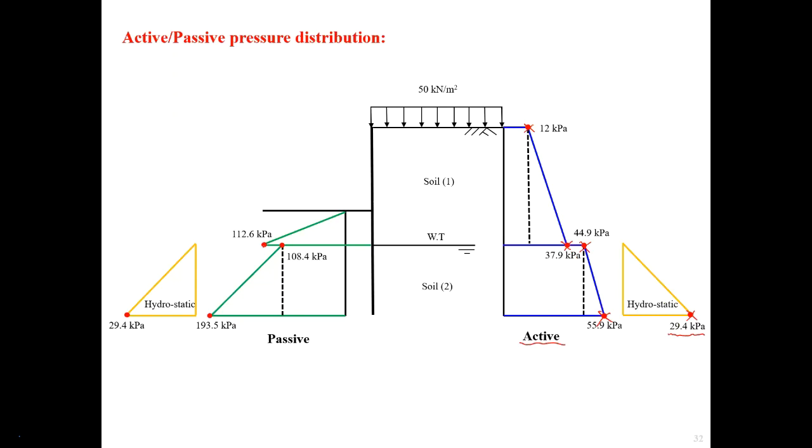And then similarly for the passive case. So that's the first point, second point. That's the first one. Second, third, and fourth point as well. And then we have the hydrostatic pressure as well. So that will be the active and passive pressure distribution. So if you are required to calculate the thrust or force, then you just do the calculation for the area. You see, you just calculate the rectangle area here, and then triangle area here, and then another rectangle here, and triangle here as well. So that gives you the thrust or the corresponding lateral force. So this will be the answer for this question.